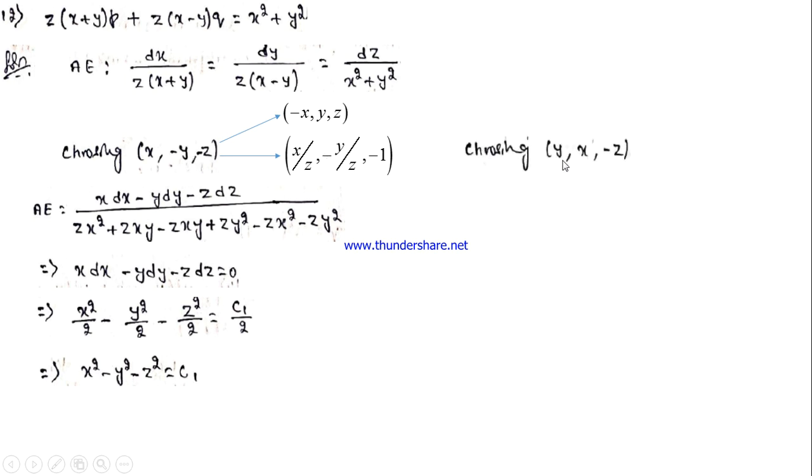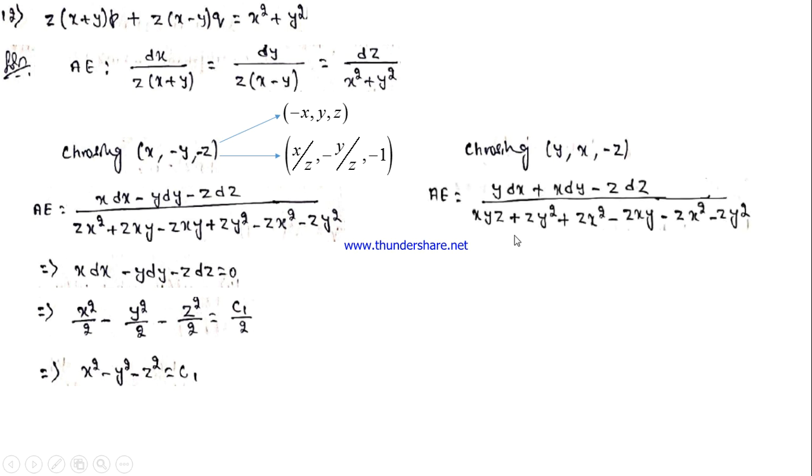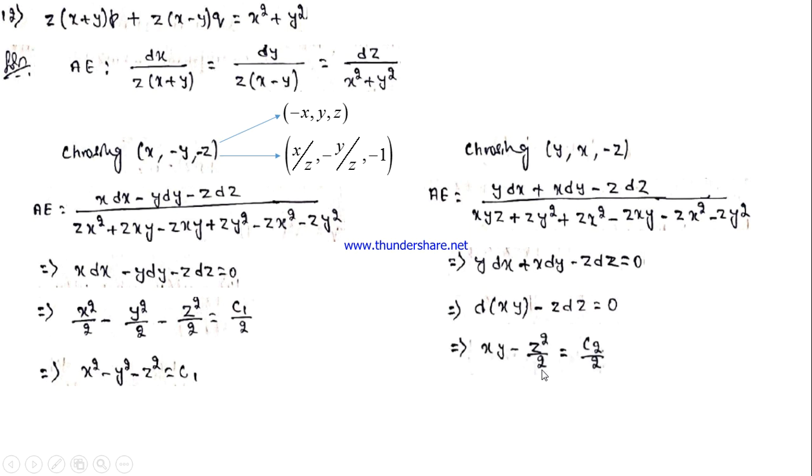Okay, with this y, x and minus z, we know that y dx plus x dy is integrable, so that is what I'm choosing this time. With that, the denominator becomes 0, you can just check, and the numerator is equated to 0, so this becomes d of xy minus z dz equal to 0. Integrate, that will give us the answer. This is my solution.